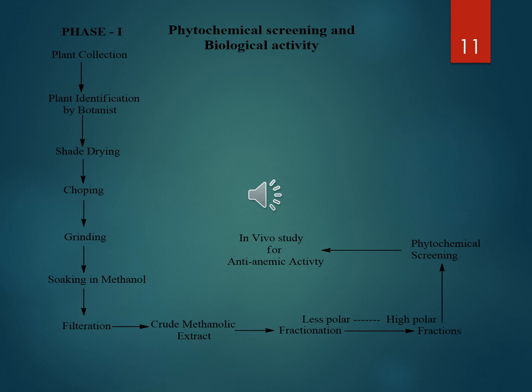After that, each fraction is subjected to phytochemical screening. In the phytochemical screening, we find which fraction contains the maximum and minimum number of phytoconstituents and which fraction has more active phytoconstituents. So, on the basis of phytochemical screening, the active fraction is subjected to further processing that is called in vitro study.